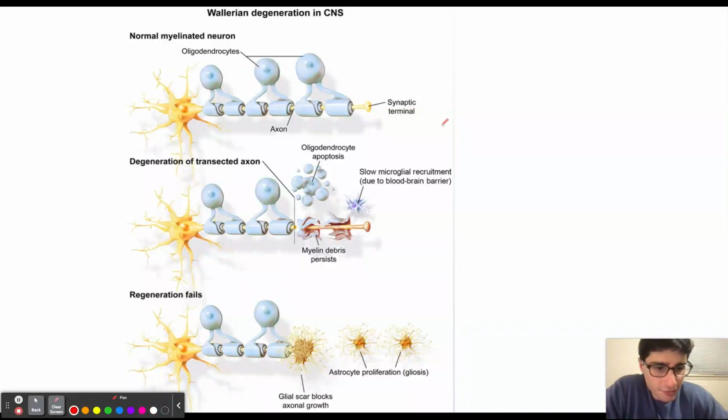Wallerian degeneration refers to the process that occurs when an axon is damaged, resulting in axonal degeneration as well as degeneration of myelin. The degeneration that occurs in the central nervous system is going to differ from the one that occurs in the peripheral nervous system. So in this image, we have what occurs in the central nervous system, and let's go over what happens in the peripheral nervous system on the right.